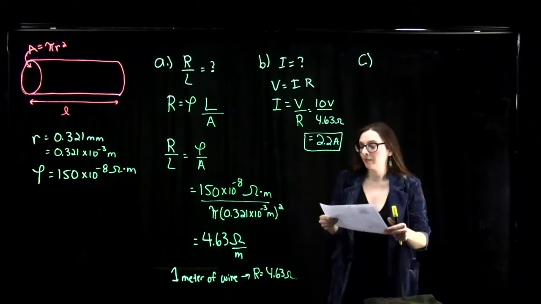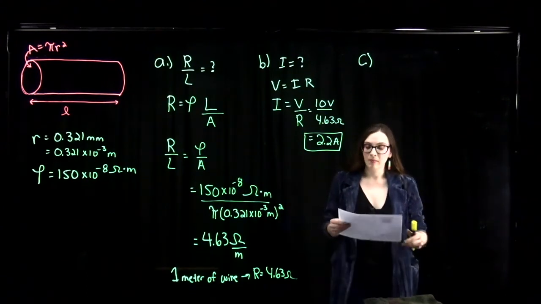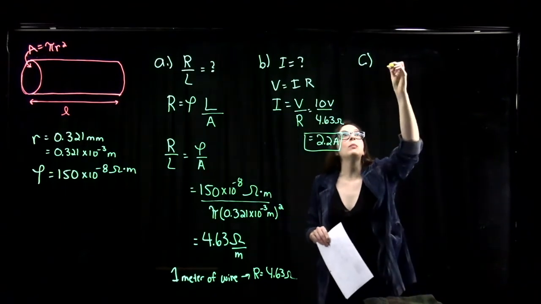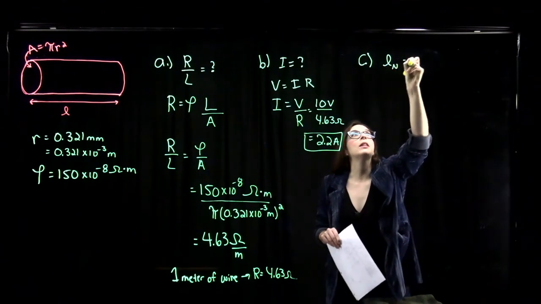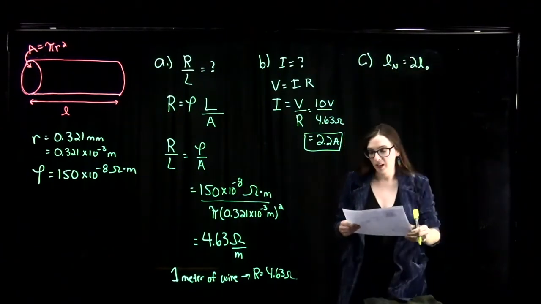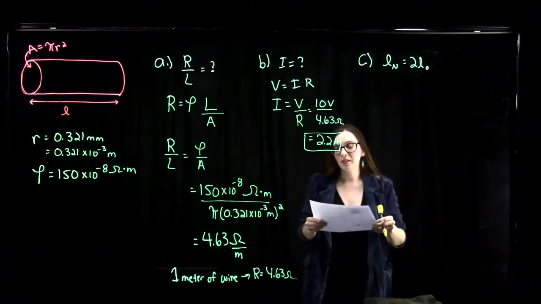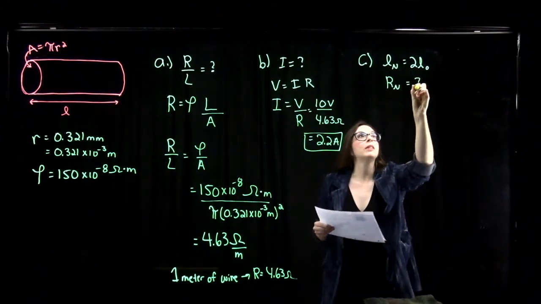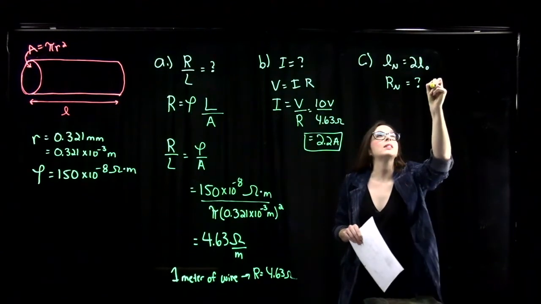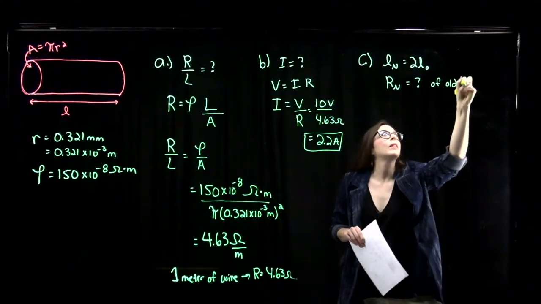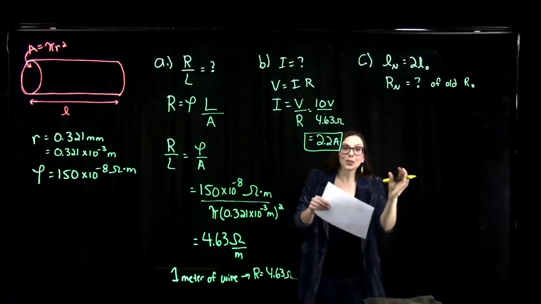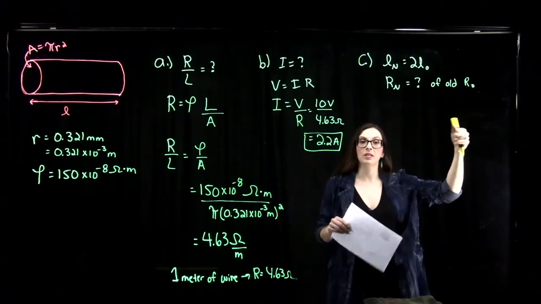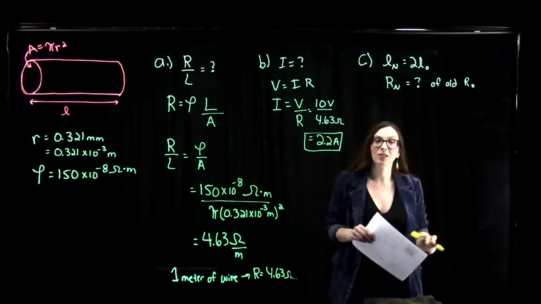Now for part C. The wire is going to be melted down and it's going to be recast with twice its original length. So that means that our new length is equal to twice our original length. Find the new resistance, Rn, as a multiple, equals question mark, of the old resistance, R sub naught, the original resistance. So we're going to figure out what is the new resistance in multiples of our old resistance, the original resistance.